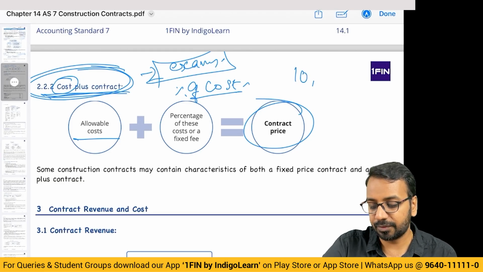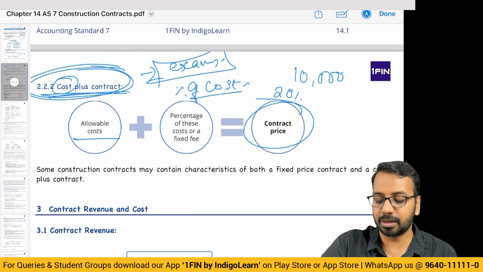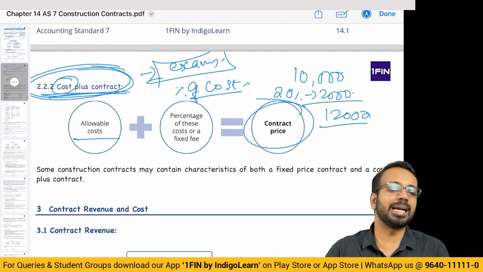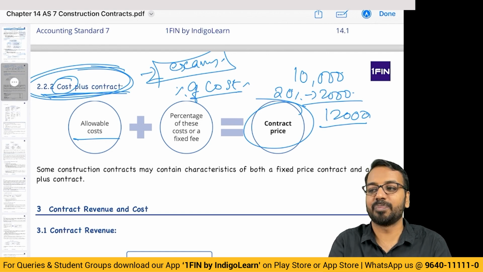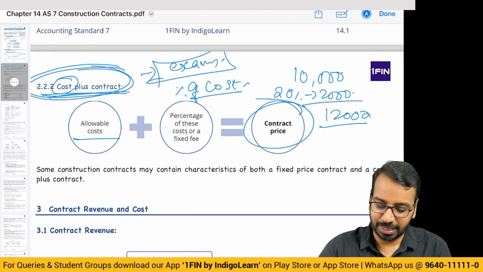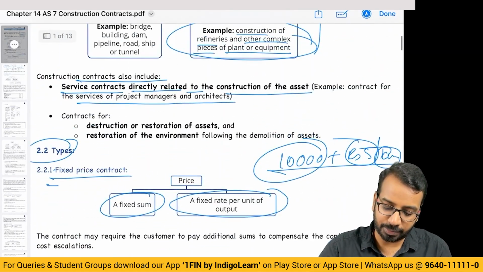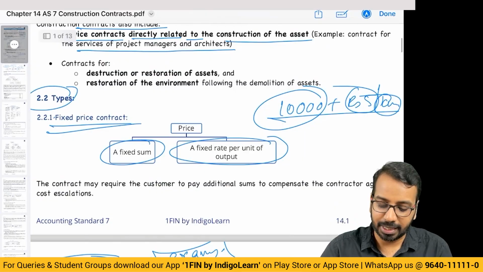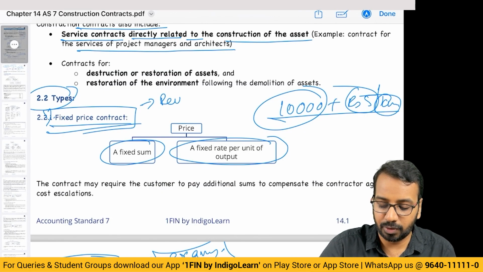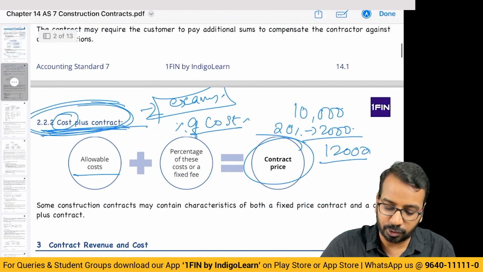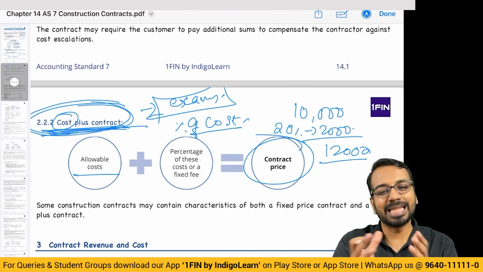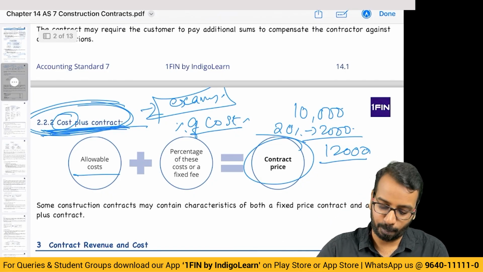So for example, if 10,000 is the cost and 20% is the markup, which is 2,000, the total price becomes 12,000. Generally in cost plus contract, you will not incur losses because whatever is the cost incurred, a profit percentage of that is given as allowance, right? Now, these are the two types of contract, fixed price contract and cost plus contract. Now, when you determine the revenue for a fixed price contract, whatever is the price agreed will become your revenue. And whenever you talk about cost plus contract, the total cost plus the percentage markup, that will become your revenue. Okay.